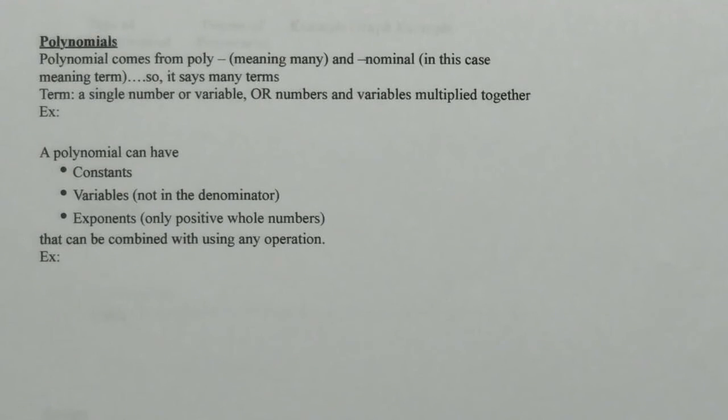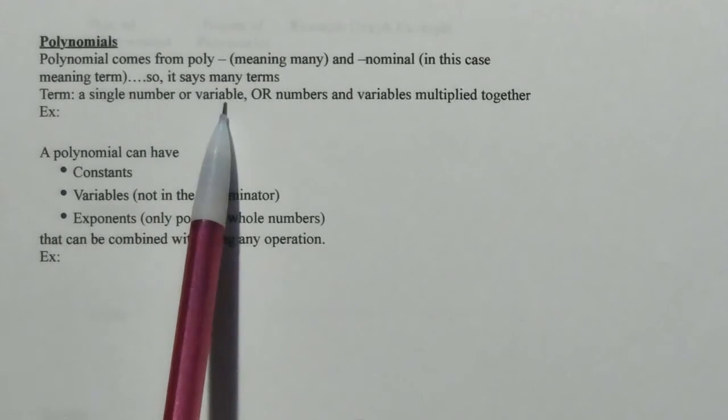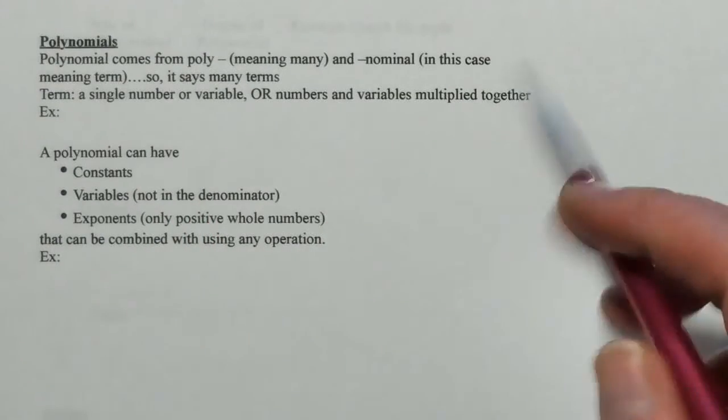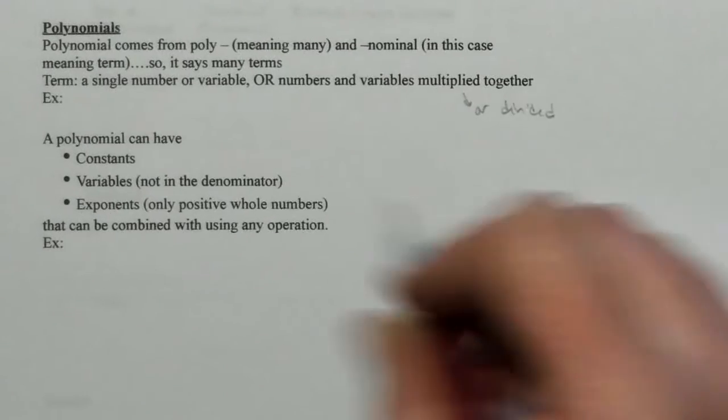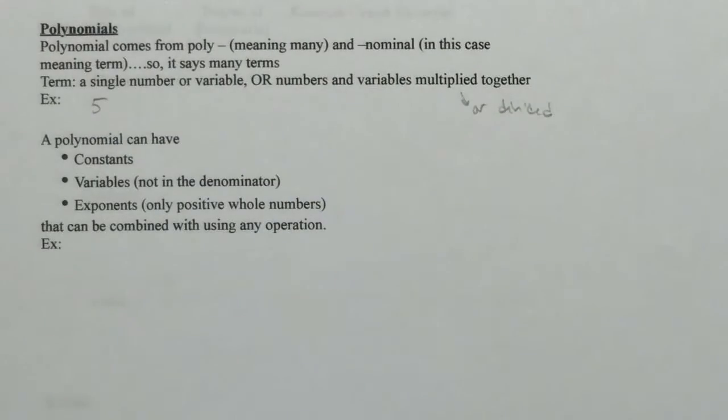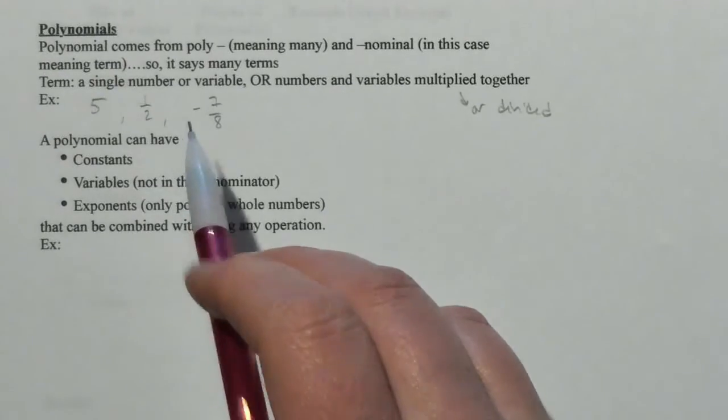So what they are, the term polynomial comes from the prefix poly, meaning many, and nomial in this case meaning terms. So basically, polynomial just means many terms. So a term is a single number, variable, or a combination of the two being multiplied or divided together. So, for example, just a single number, any number under the sun. So 5, or a half, or a -7/8. Those are all just considered plain numbers.